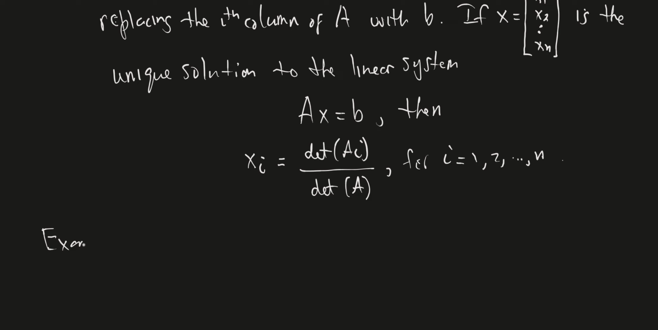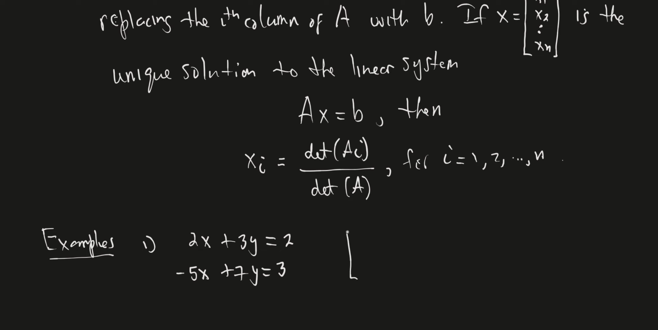And we're going to use Cramer's rule to solve both of these systems. So our first one, let me just write it down. So let's say it's 2x plus 3y is equal to 2, and then negative 5x plus 7y is equal to 3. All right. So again, let's go ahead and write this in the matrix form. That way we identify the columns and the coefficients and so forth.